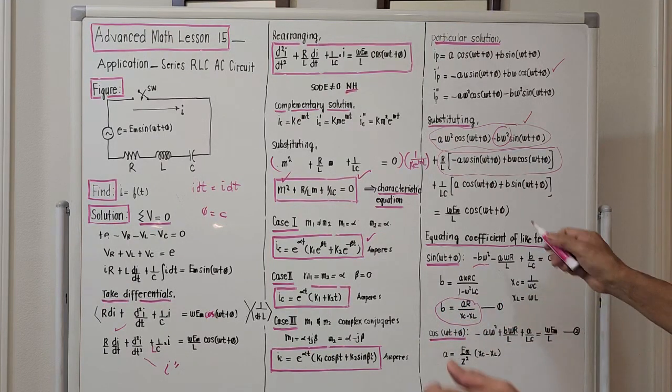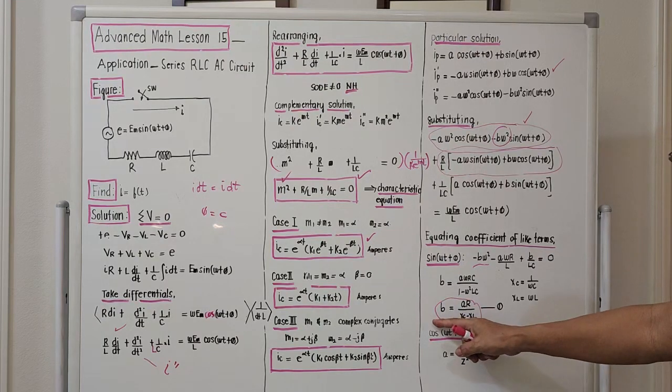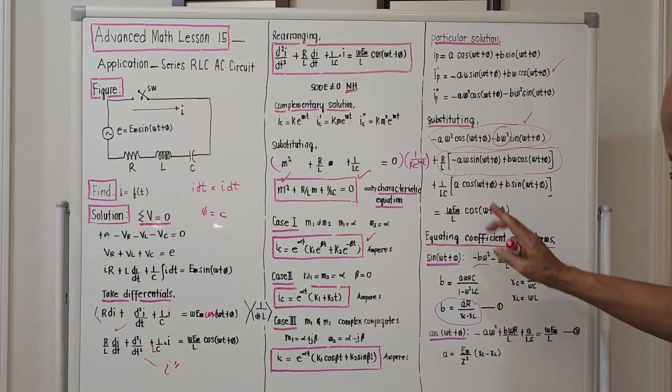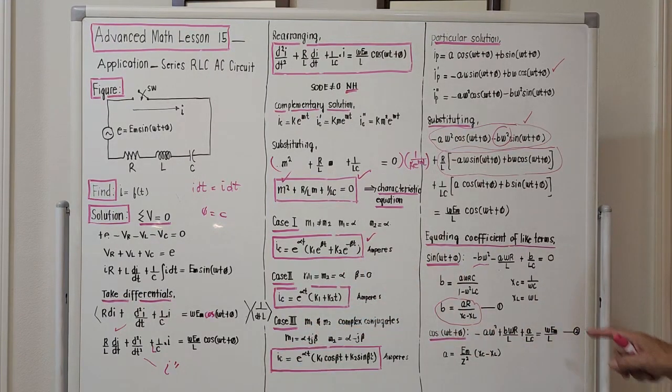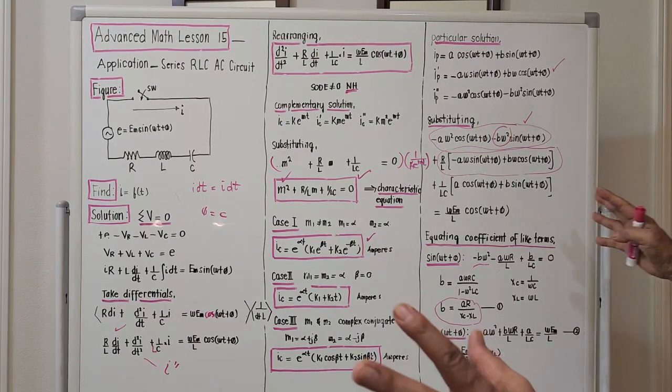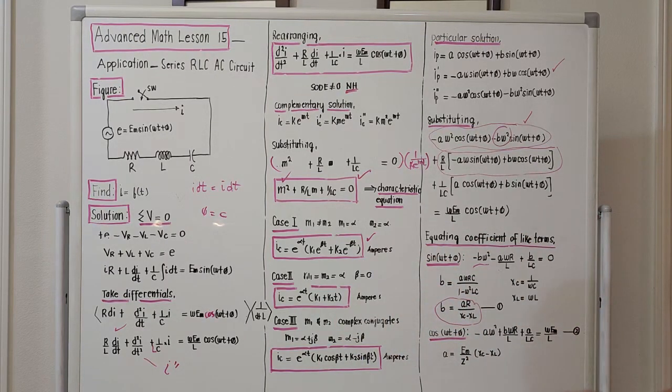As a function of the unknown constant A plus the circuit parameters, B is actually A R times the difference of X_C minus X_L, where X_C is actually 1 over omega C, the capacitive reactance, and X_L is actually omega L. So for the cosine of omega t plus angle P, we equate all the terms.